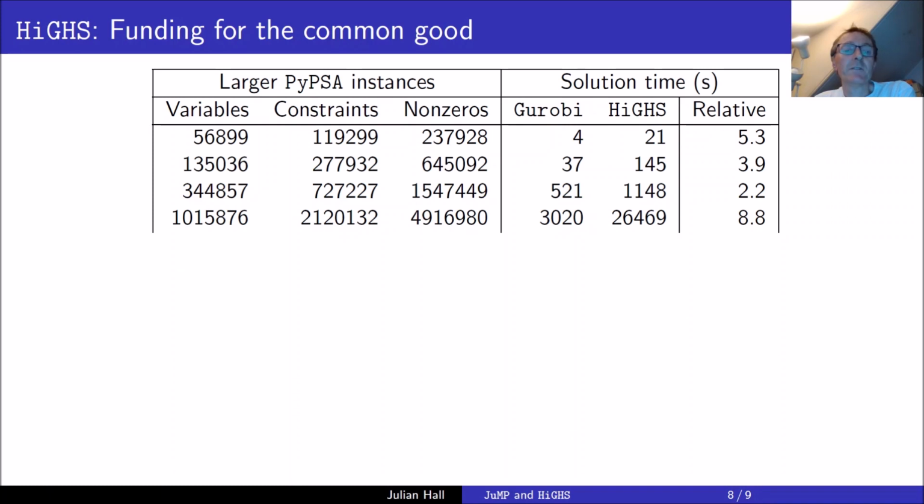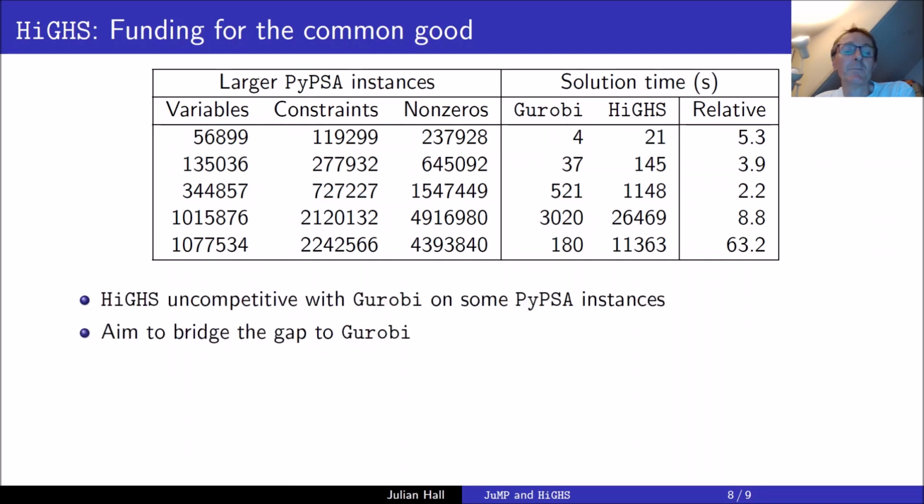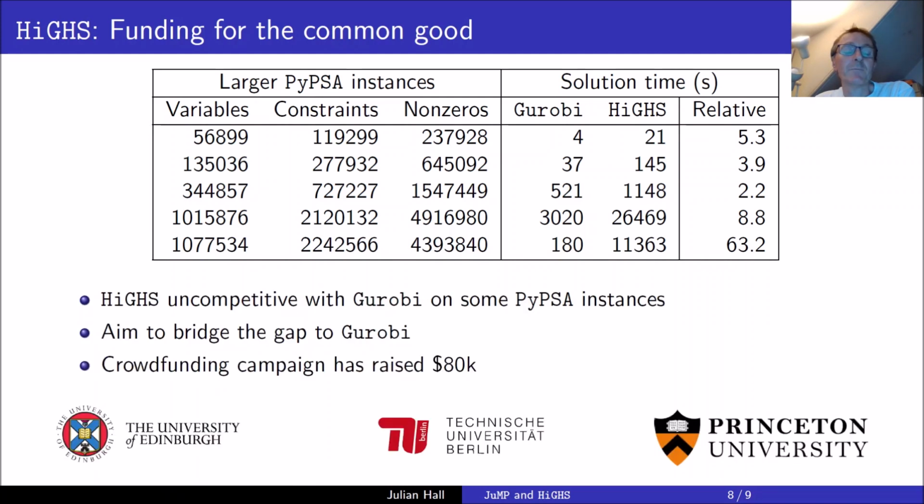For larger instances, HiGHS was within a factor of 10 of Gurobi in most cases, but for some, it's unacceptably slower than Gurobi. So our aim is to bridge the gap to Gurobi, and to achieve that, we've set up a crowdfunding campaign that so far has raised $80,000, but we expect it to raise considerably more in the next few months.